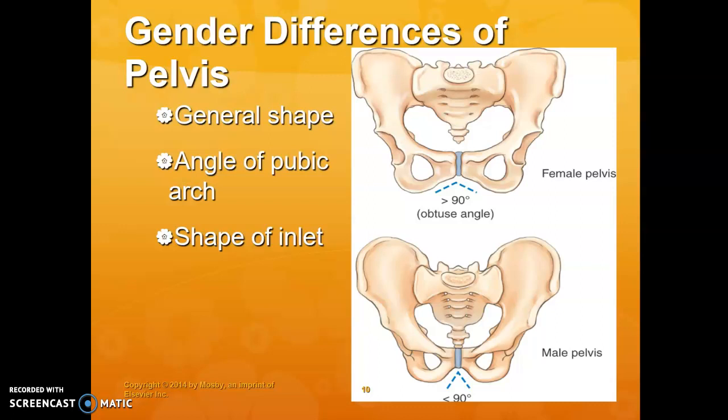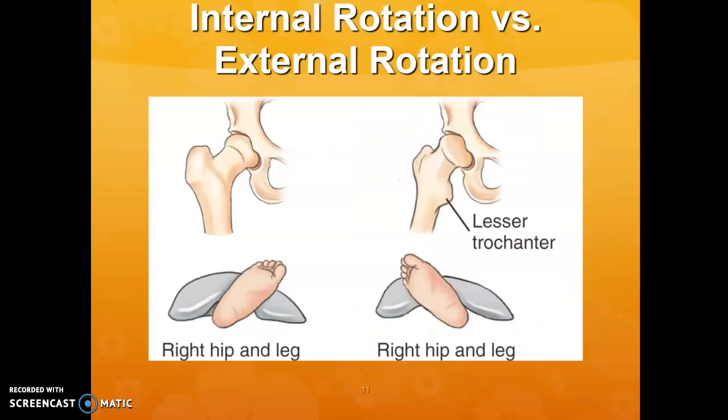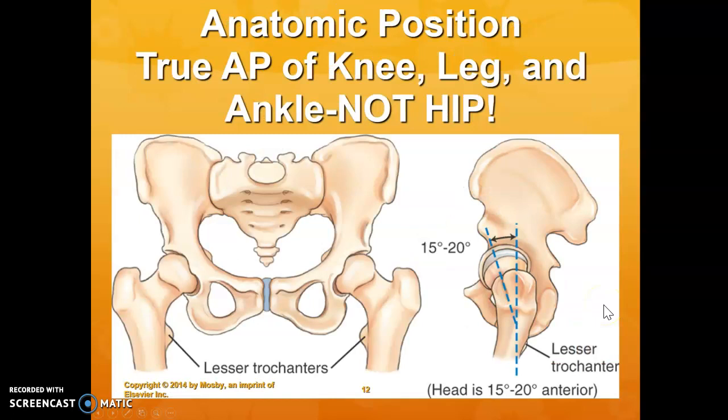Also, a visual I want you to recognize as well is the difference between a female pelvis and the male pelvis. So the degree of angle for female pelvis, degree of angle for male pelvis, okay? Internal rotation versus external rotation. We use this in all of hip, femur, and pelvis positioning. The internal rotation drops the lesser trochanter down, and the external rotation, you can visualize the lesser trochanter.